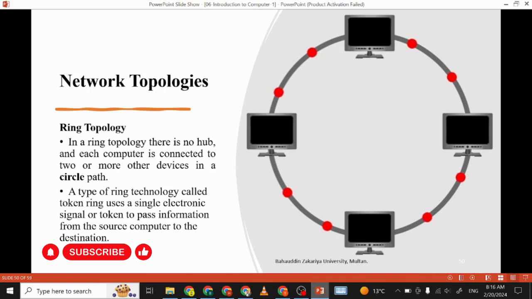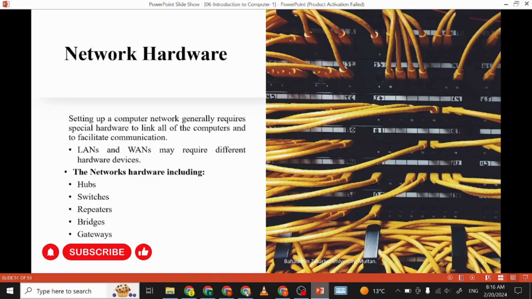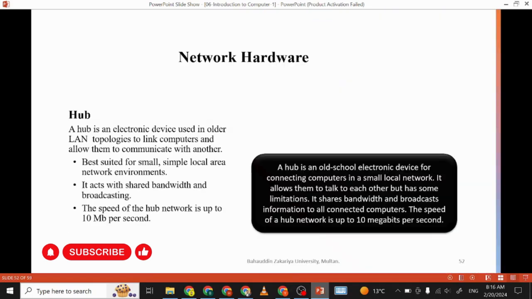A type of ring technology called token ring uses a single electronic signal, or token, to pass information from the source computer to the destination. Setting up a computer network generally requires special hardware to link all the computers and facilitate communication. LAN and WAN may require different hardware devices. The network hardware includes hubs, switches, repeaters, bridges, and gateways.